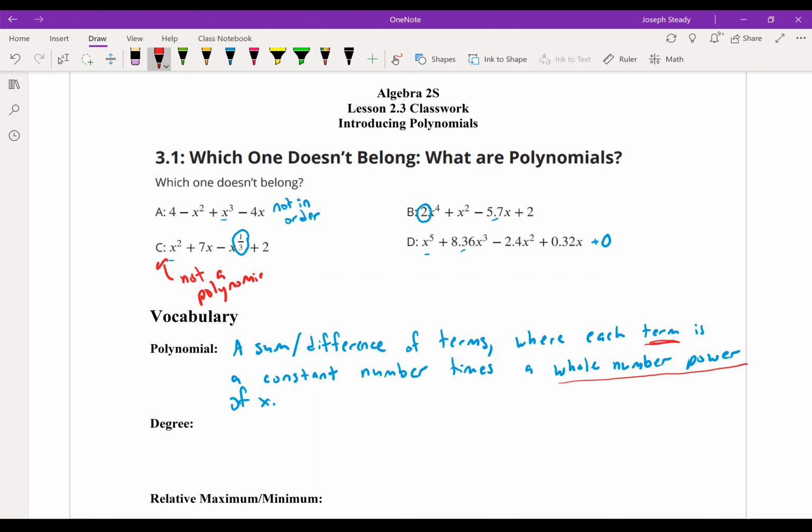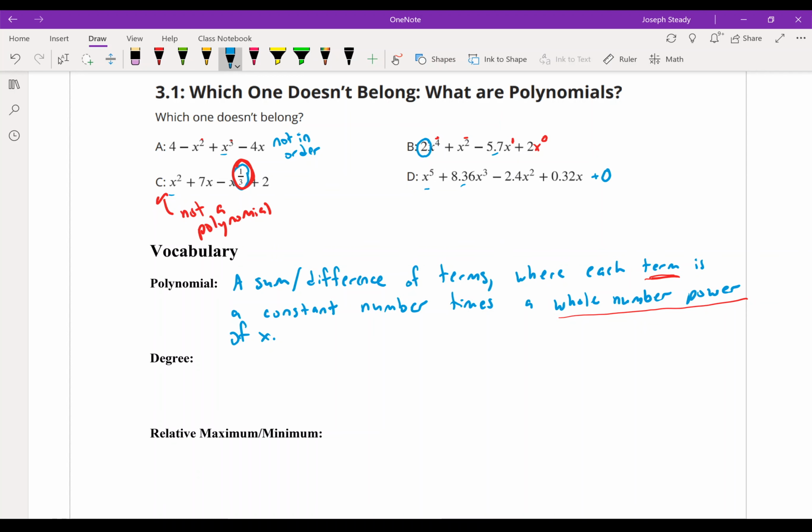The reason is that 1/3 right there. All of the rest of these, if we look at them, are whole number, whole number, whole number, whole number. The invisible number here is actually x to the 1. That's a whole number. Even the number just 2, we can think of this as times x to the 0th, because there is no x there. So all of these have whole number powers on their x's except for C. C is not a polynomial.